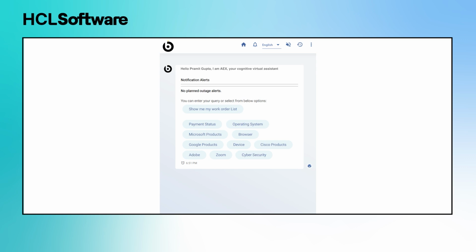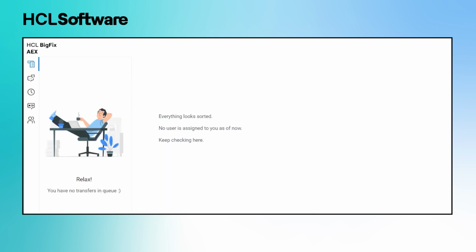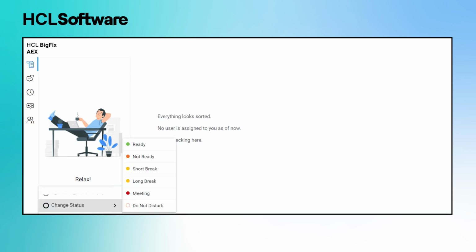What you are seeing on the screen is the user web console, where the user can come and ask the query. Now let us move to the agent portal, where the service desk agent is available to answer the user's query. What you are seeing is the settings page of the agent, where the agent can set the status and the chats will be allotted based on the status.